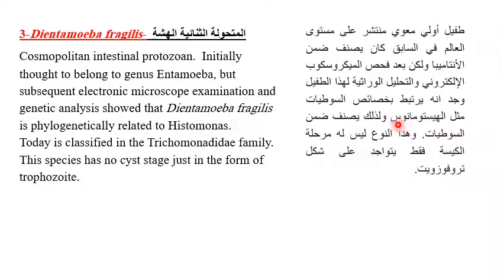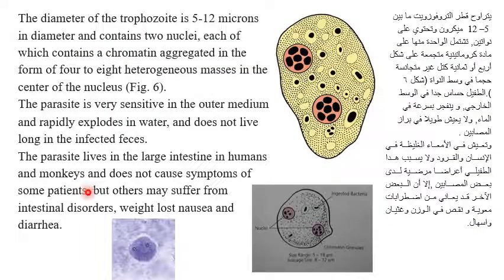Today it is classified in the Trichomonadidae family. This species has no cyst stage, just the form of a trophozoite. The diameter of the trophozoite is 5 to 12 microns and it contains two nuclei, each of which contains chromatin aggregated in the form of 4 to 8 heterogeneous masses in the center of the nucleus, as you see in the figure.